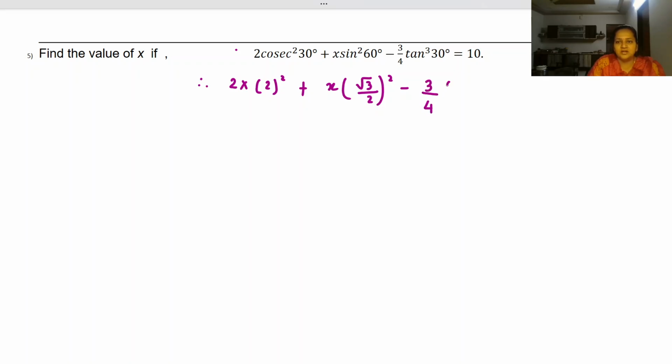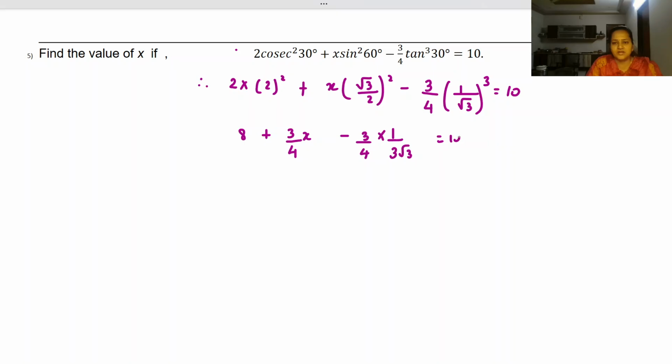Minus 3 upon 4 tan 30. Just now we saw tan 30 is 1 by root 3, but this time we have a cube, is equal to 10. X we cannot simplify, we'll have to bring x as it is. So 2 square is 4, 4 2s are 8, plus root 3 square is 3, 2 square is 4, so 3x by 4, minus 3 by 4 into 1 cube is 1 and root 3 cube will become 3 root 3. Am I right? Because we are going to get root 3 into root 3 into root 3, that's going to give us 3 root 3, is equal to 10.